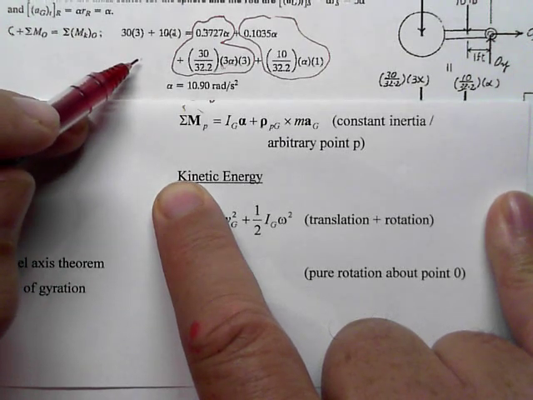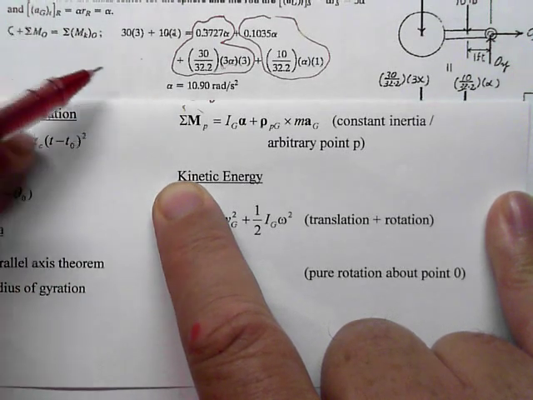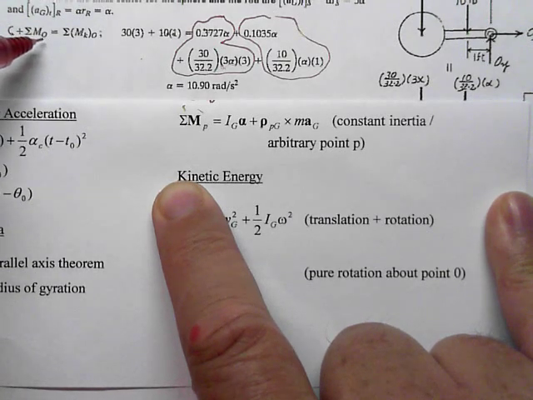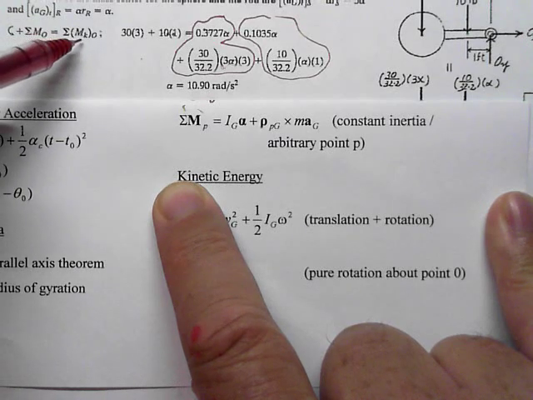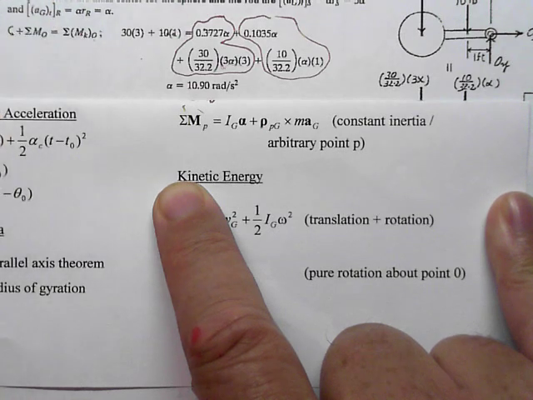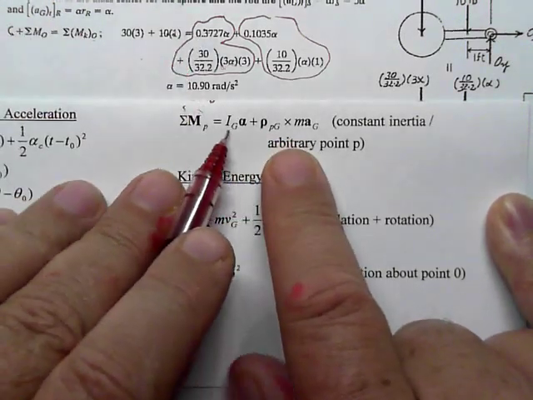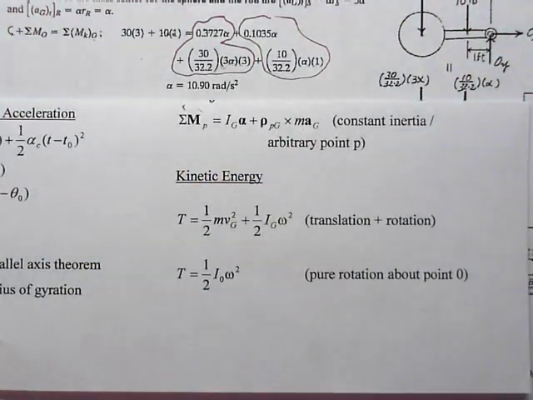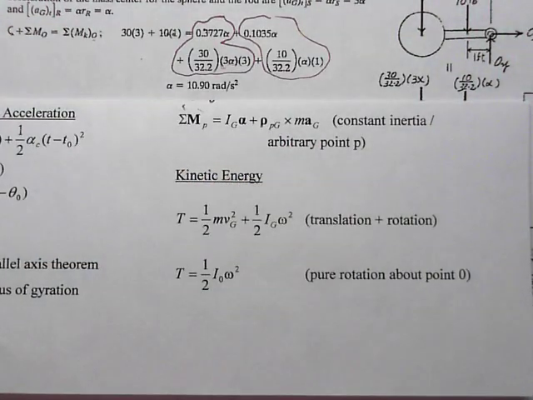So this is a true equation, and we might call it a system moment equation. The sum of all moments about a particular point in the system is the sum of the kinematic moments of each of the bodies in the system about that particular point. And each of the kinematic moments will be an IG alpha plus a rho cross MA.